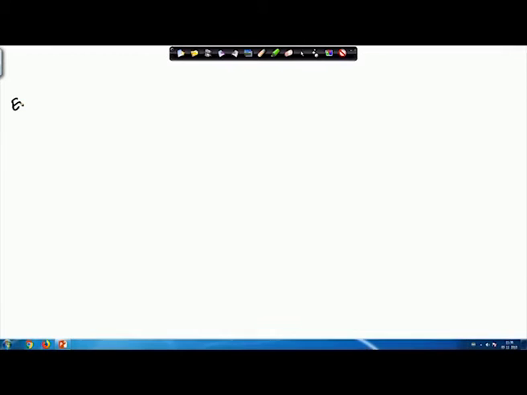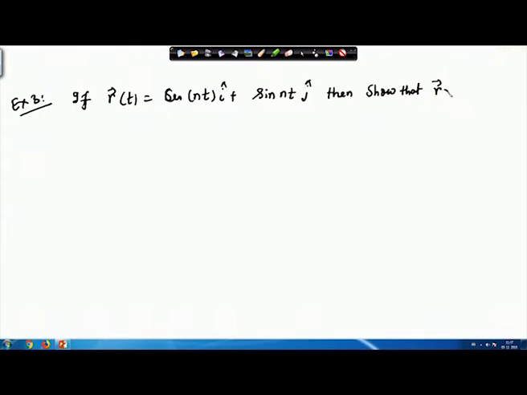All right. And another example of this type could be that you might be asked to evaluate something like this. Suppose r(t) equals cos nt i plus sin nt j, then show that r cross dr/dt equals n times k. Or you might be asked to show that r dot dr/dt equals something else.